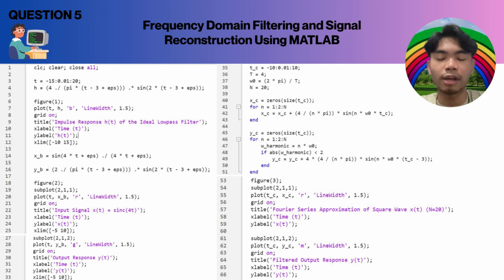To bring this theory to life, we implement it in MATLAB. On the left, lines 3 to 4 define our time axis and calculate the filter impulse response using a tiny constant, EPS, to avoid division by zero errors. Lines 40 and 50 generate our input signal and theoretical output response. On the right side, from lines 40 to 51, we simulate a periodic square wave using a Fourier series expansion loop up to n equal 20 harmonics, applying an if condition to block any harmonic frequency that exceeds our filter cutoff of 2.